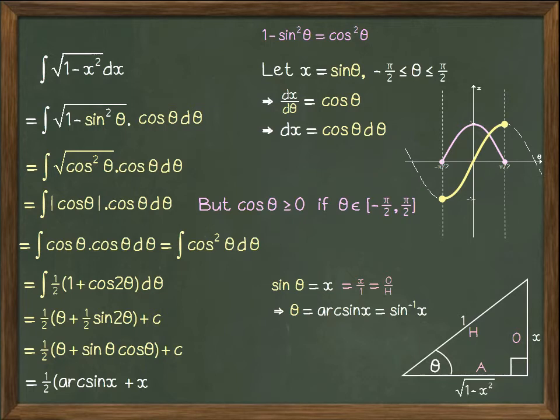Using Pythagoras, I can determine that the adjacent side will be the square root of 1 minus x squared. And as cosine theta is equal to the adjacent over the hypotenuse, this will now give me the square root of 1 minus x squared over 1. And I can complete my answer to be a half arcsine x plus x times the square root of 1 minus x squared plus a constant.